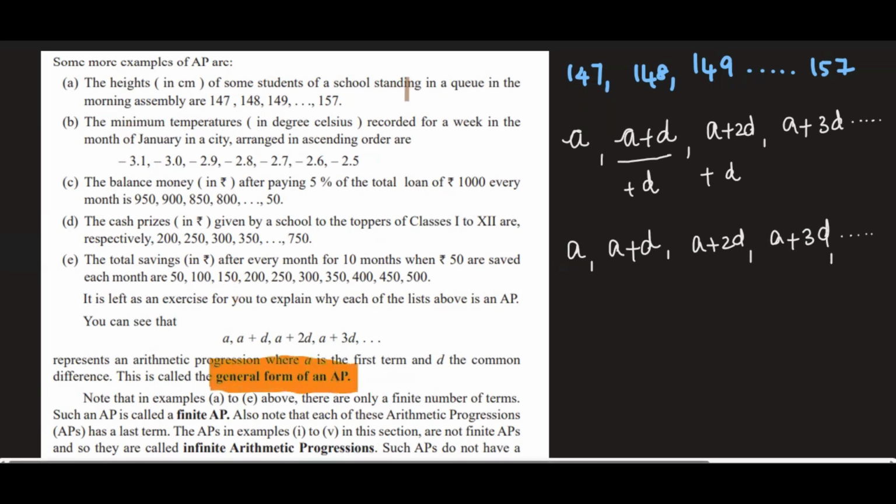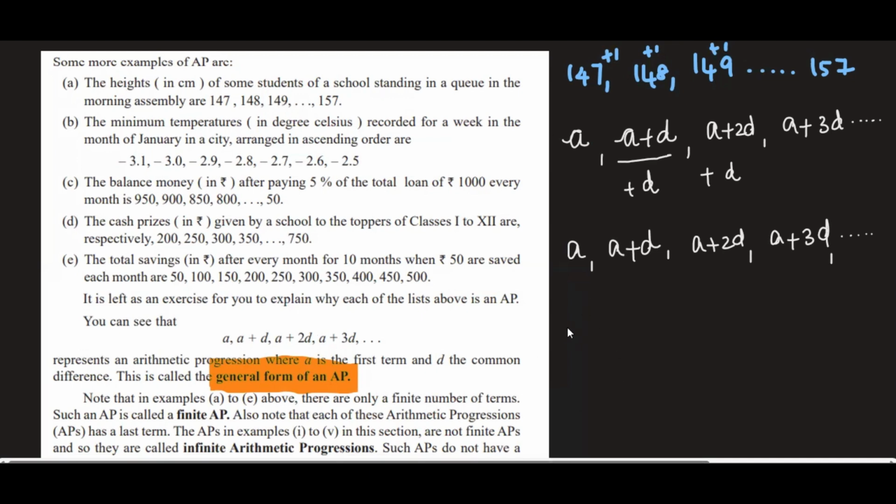Okay. So in all the 5 examples, we will just see one example. Let's see what is A and also what is D. Now we have started with this example. Basically here the first term is 147, and 148 and 149 and so on till 157. So what is D here? We are adding 1. So plus 1, plus 1, plus 1 is the D here. The difference D is plus 1, plus 1, plus 1.